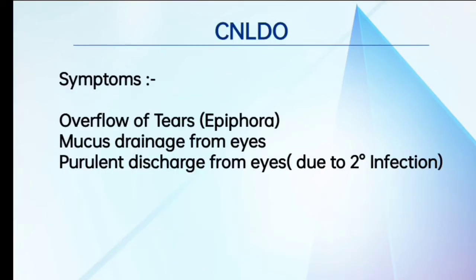Coming to the symptoms of tear duct obstruction. Number 1 is overflow of tears. Because there is no drainage for the tears, tears overflow from the eyes. Overflow of tears is called epiphora. Sometimes mucus drainage can occur from the eyes. If that mucus discharge is secondarily infected with bacteria, it can turn into purulent discharge.